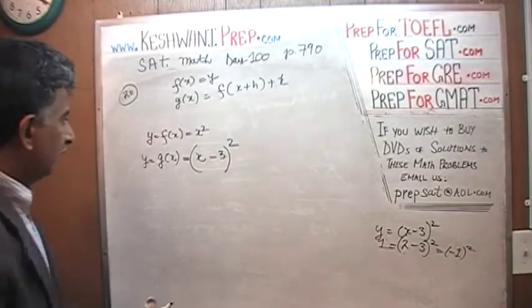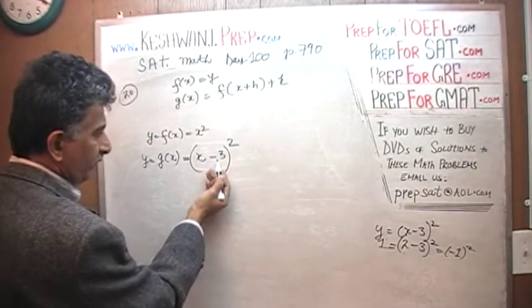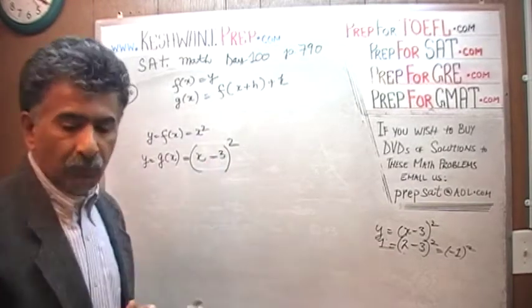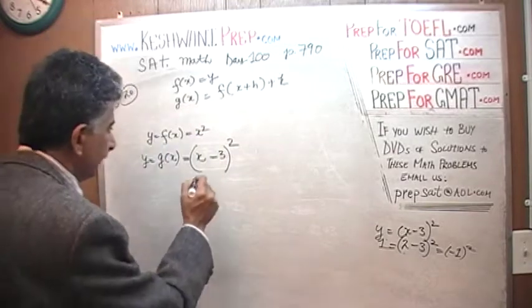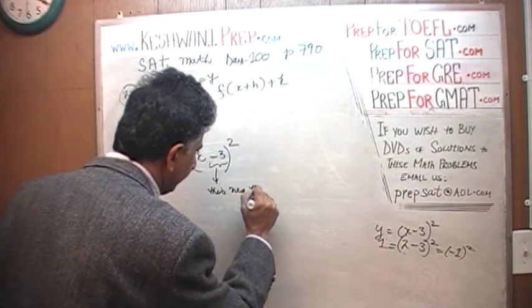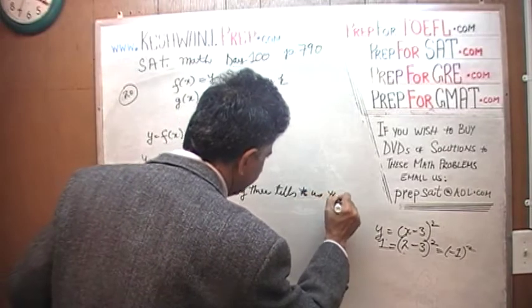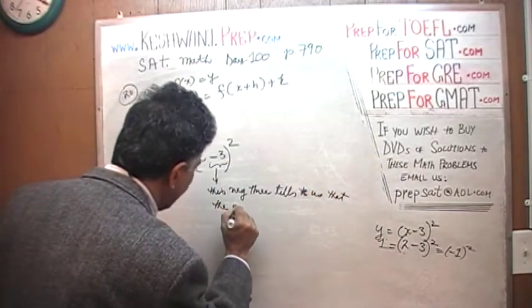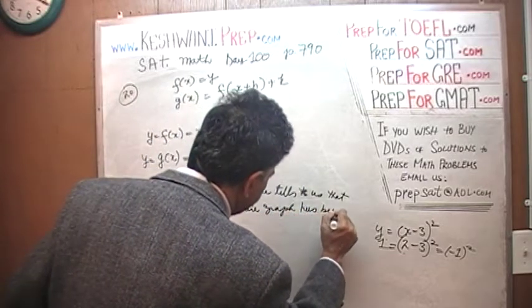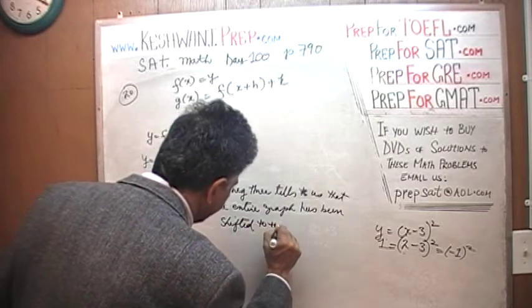What we learn from is that when we have a function and a constant, some number is subtracted from it, a minus sign here. What that means is that this negative 3 tells us that the entire graph has been shifted to the right.